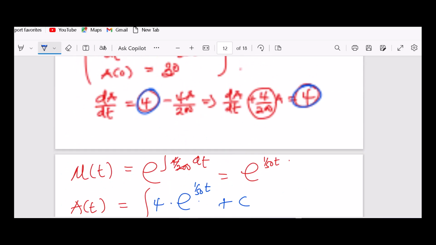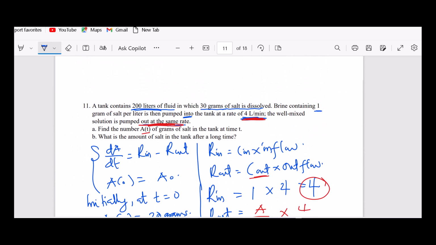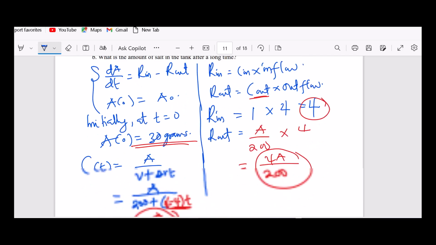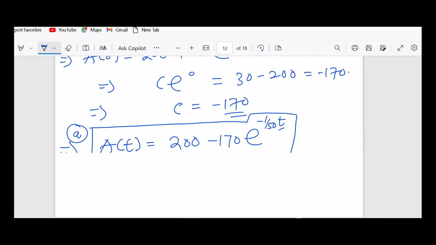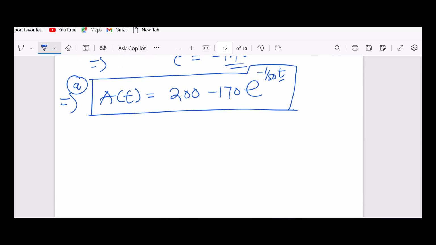So now let's go for the second part of the question. The second part is, what is the amount of salt in the tank after a long time? Okay, so we want to find the B part. The amount of salt in the tank after a long time. So a long time means we will take the limit as t approaches a very long time, let's say infinity, of A of t.